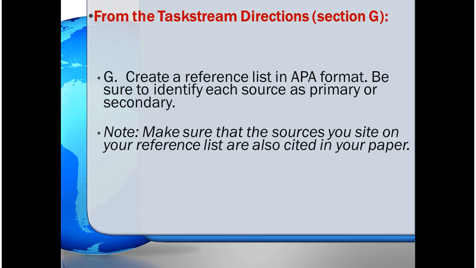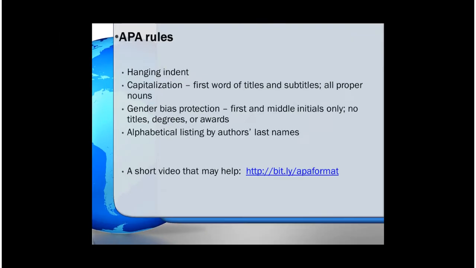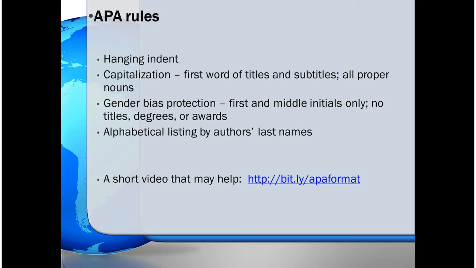Make sure if you have an in-text citation that you have a matching reference on your reference page. And vice versa, if you have a reference on your reference page, make sure you have a matching in-text citation for that. These are some of the APA rules that will be specifically looked at. We want you to use a hanging indent. This is a convention that's not unique to APA, but it's one of only a few places where it's used. The first line of your reference will run from margin to margin. The second and subsequent lines will be indented.